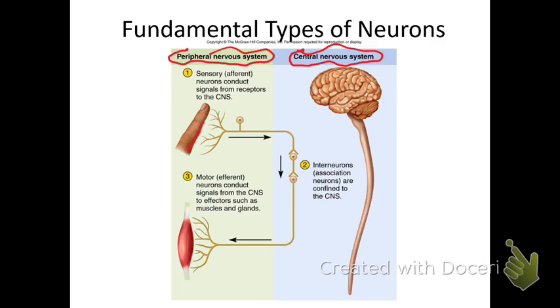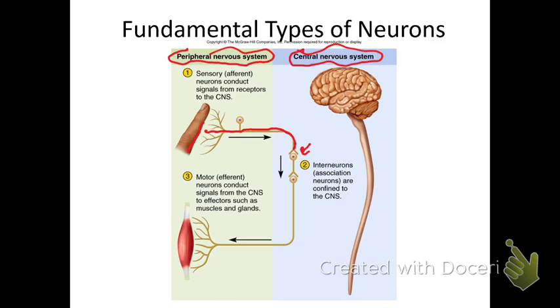So something is triggered in your skin. That information is going to travel through this sensory neuron. It's actually going to go into the spinal cord. So you see how we entered into the central nervous system. That neuron is going to synapse with a second neuron. This second neuron is an interneuron.